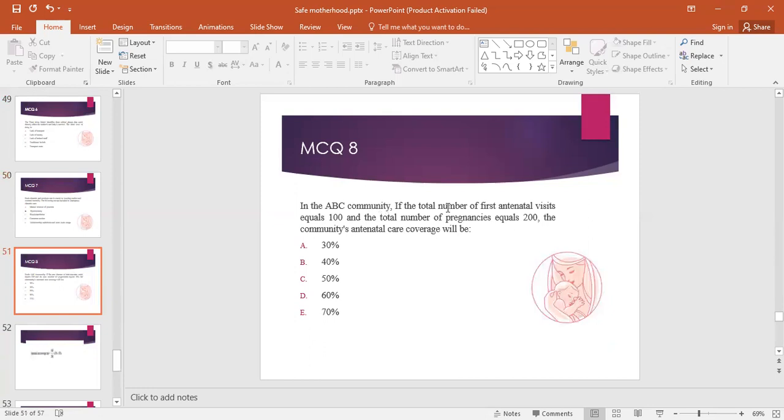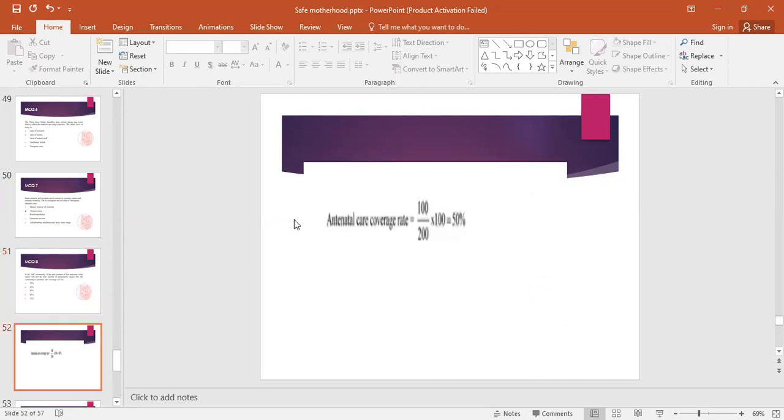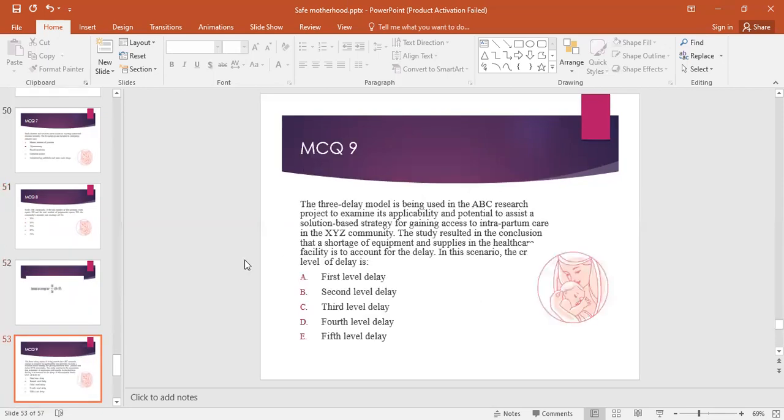In the ABC community, if the total number of first antenatal visits equals 100 and the total number of pregnancies equals 200, the community antenatal care coverage will be 30%, 40%, 50%, 60%, or 70%. 50%, E. This is the solving of this problem. For antenatal care coverage rate, 100 is the visits in first trimester, and 200 is the total number of pregnancies in that community, and it is multiplied by 100, and the answer is 50%.